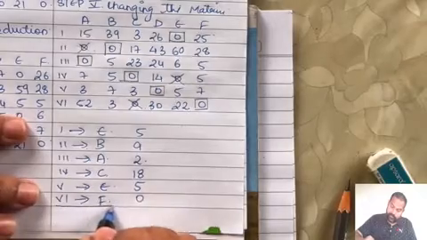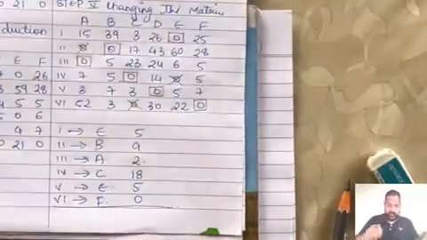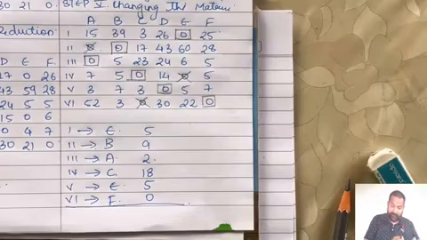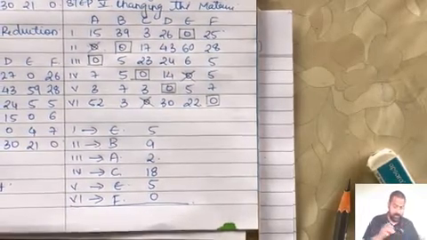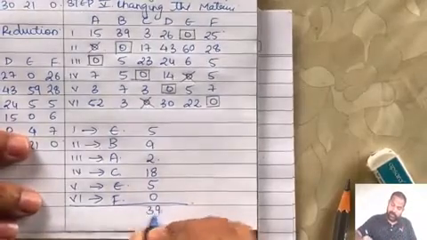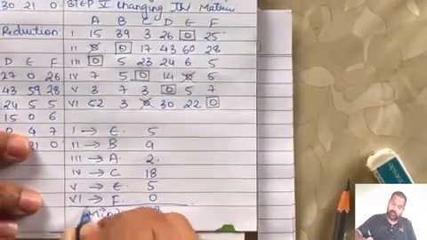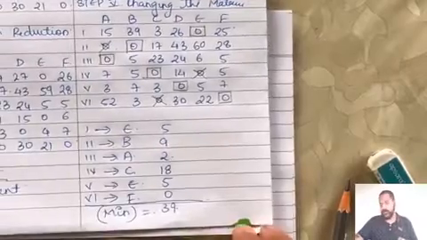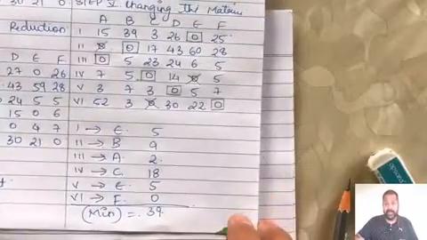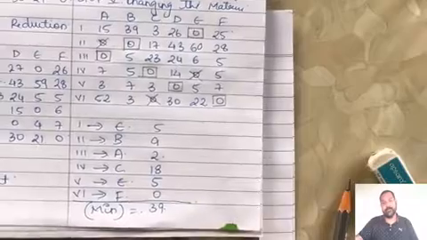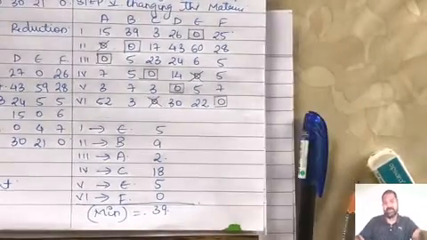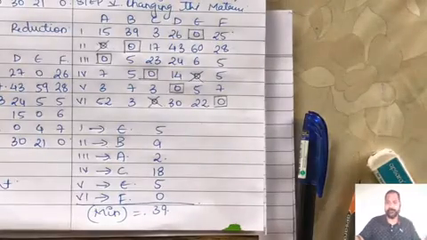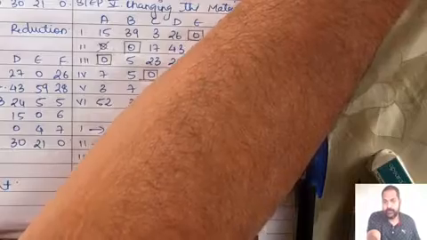Well, the total is, in your calculators, 5 plus 9 plus 2 plus 18 plus 5 plus 0, a total of 39. So I guarantee you that this is the minimum. There will be no other assignment that will give you a total less than 39. And that is how you solve an assignment problem. Let's move on to the next question.